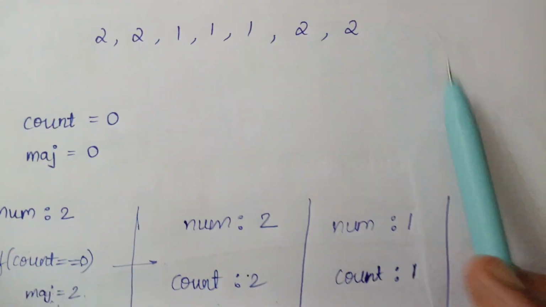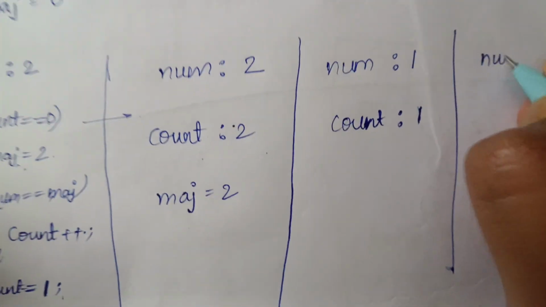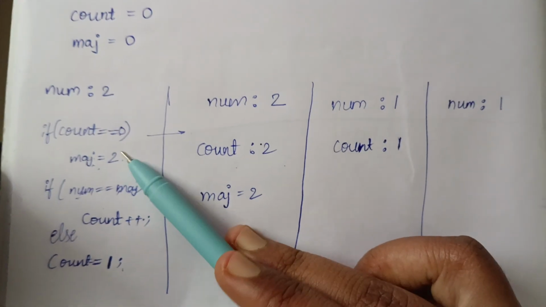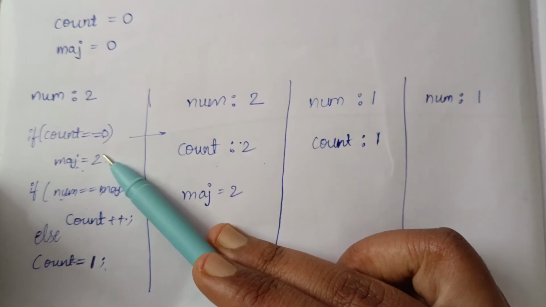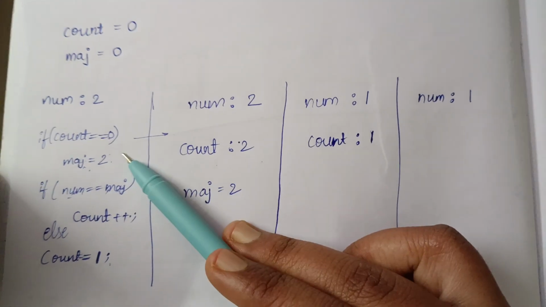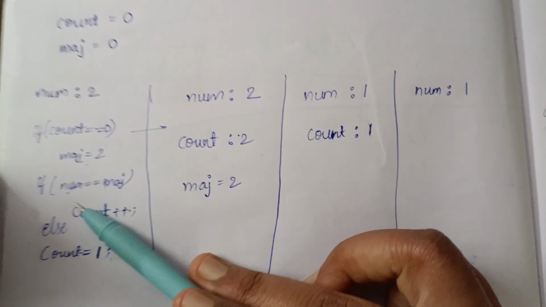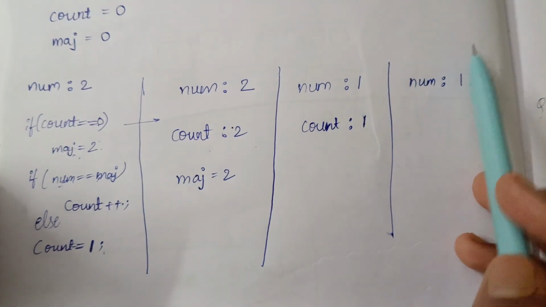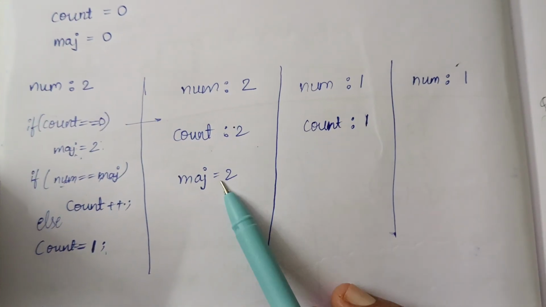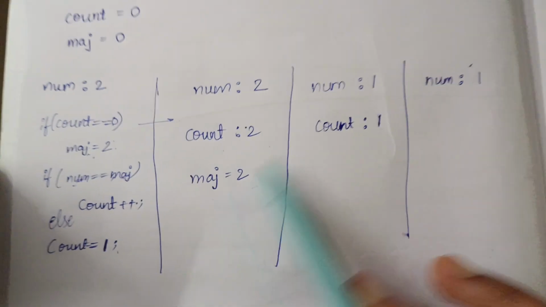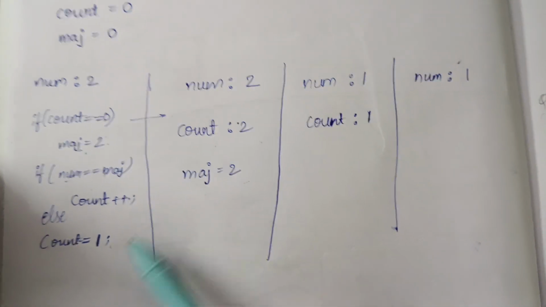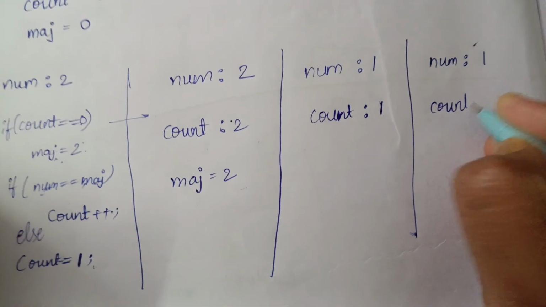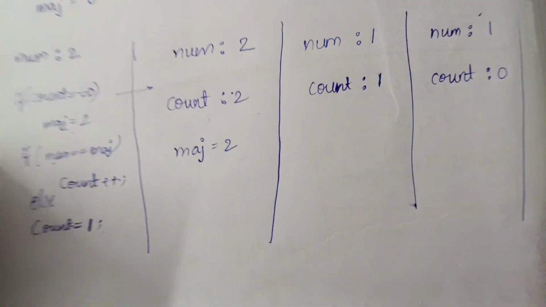Again the for loop runs. Now the num value is 1. So again the if condition checks whether count == 0. We can see that count is not equal to 0. So we'll go to the second if condition, which checks whether num is equal to majority. Num is 1 and the majority element we know is 2. Since both are not equal, we will go to the else condition. The else condition asks us to reduce the count, so we will decrease the count value to 0.